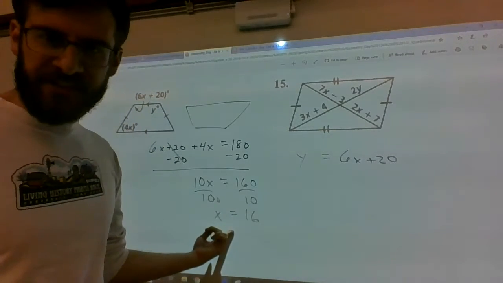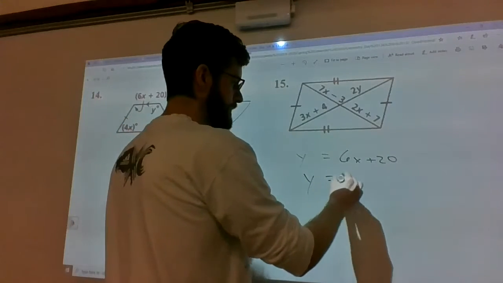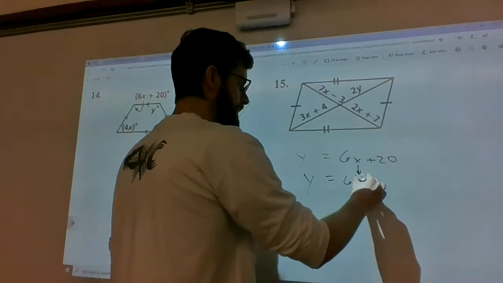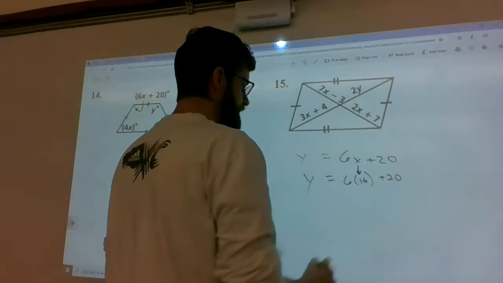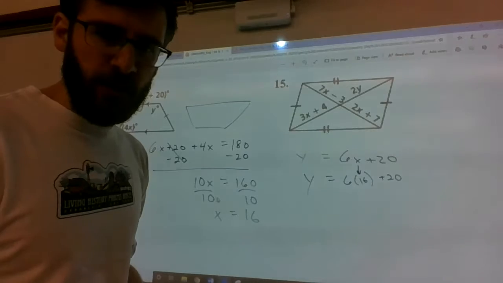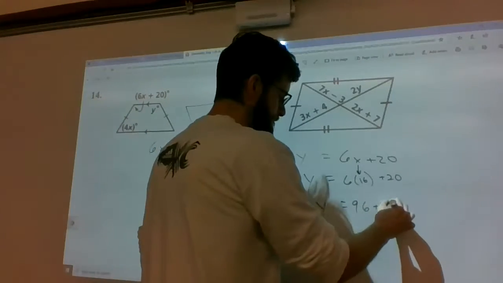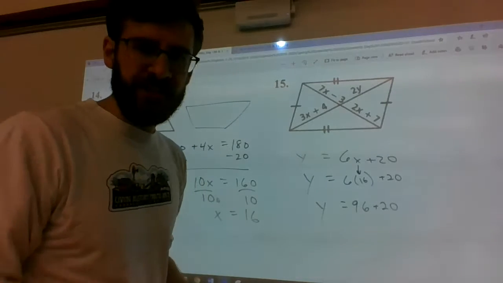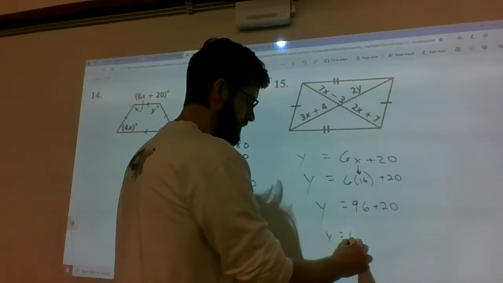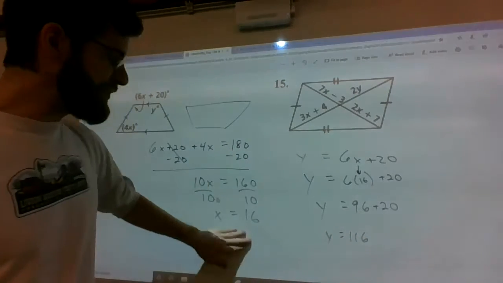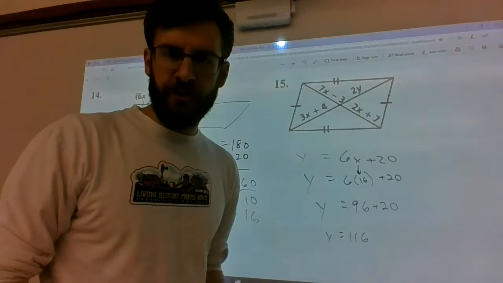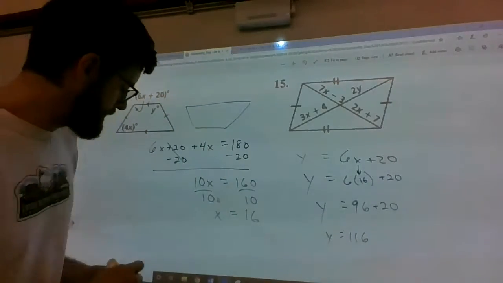We know what x is. It's 16. Then you take 6 times 16, which is 96. Add 20, and you've got 116 degrees. So x was 16, y equals 116 degrees.